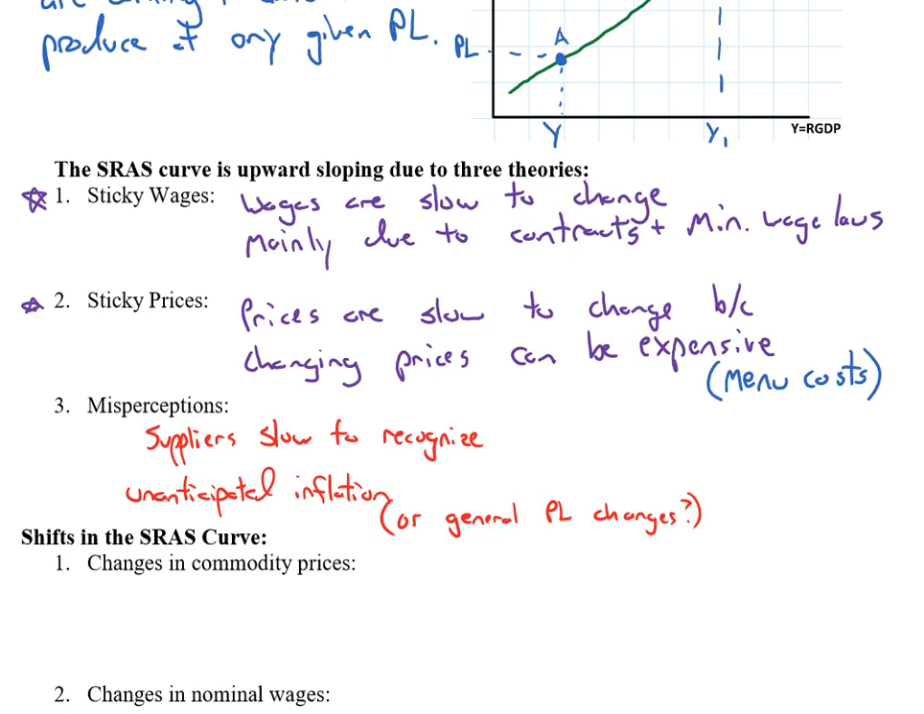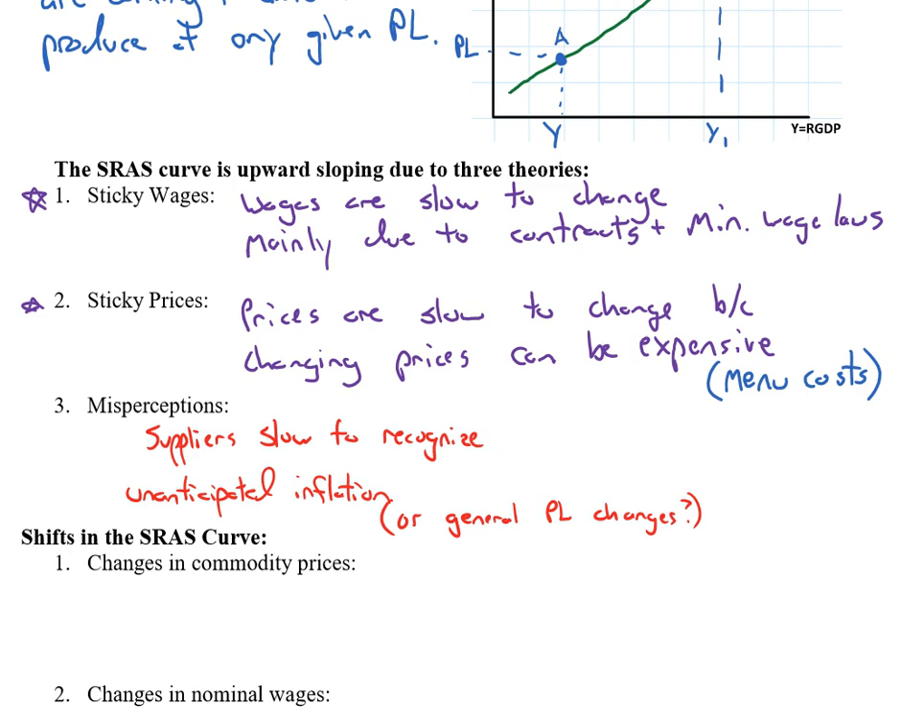The third one is that suppliers might be slow to recognize unanticipated inflation. Suppliers might see that the prices are low, and then they might not recognize that there is inflation throughout the economy where prices are rising. So their prices have stayed low. There's an increase in demand for their products, and they start producing more. But it can take some time. And so with higher prices, they start producing more.